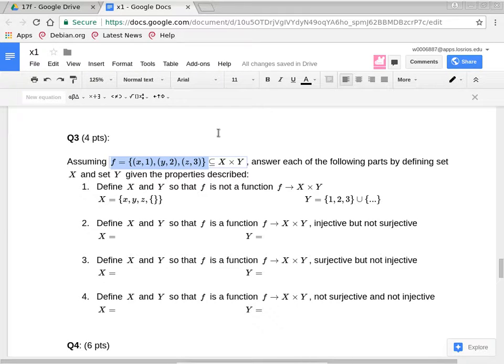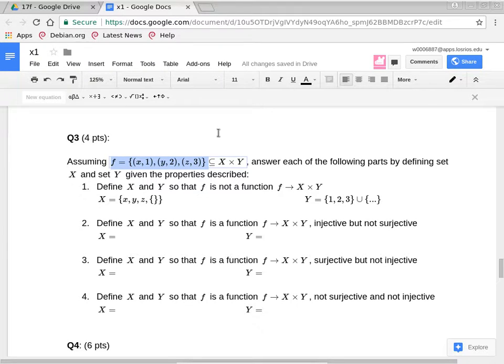Did I say anything about F being a function? No. Did I say anything about the actual content of X? No. Did I say anything about the actual content of Y? No. F equals those 3 2-tuples. That is it. That's all F is. F is a set of 3 elements, and each element is a 2-tuple, consisting of elements of X and Y.